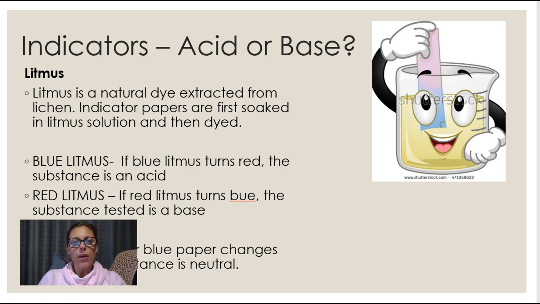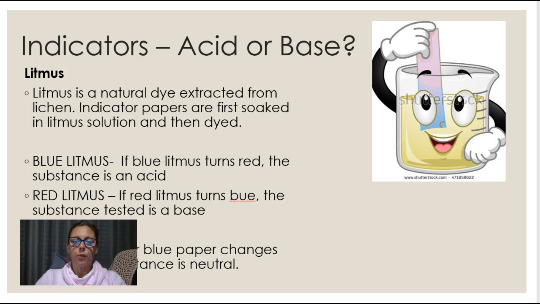How are we going to tell whether a substance is acidic or basic? We use something called an indicator, which is used to determine whether a substance is an acid or a base. One of the most basic types of indicators is litmus. It comes from a natural plant-based substance called lichen. Paper is soaked in that and then dried, and then it produces paper that will change colour in an acid and in a base.